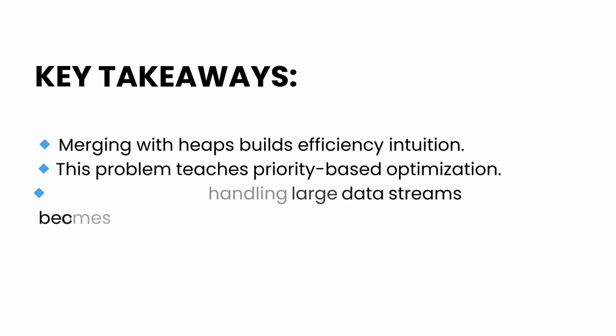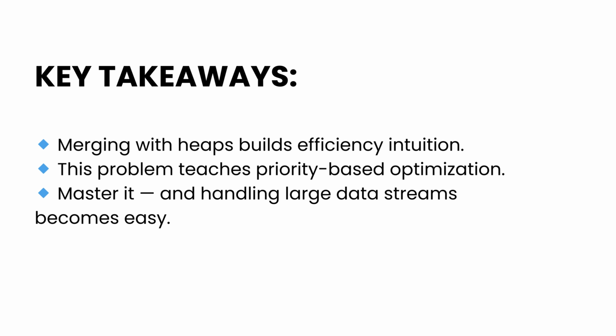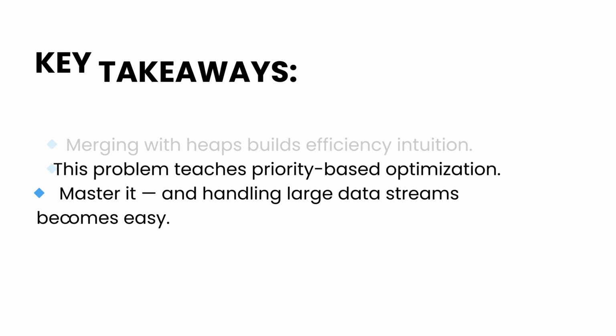Closing insight. The key takeaway? When merging multiple sorted sequences, a min-heap is the most effective tool. It lets you efficiently track and select the smallest current element, keeping the process clean, fast, and scalable for any number of lists.